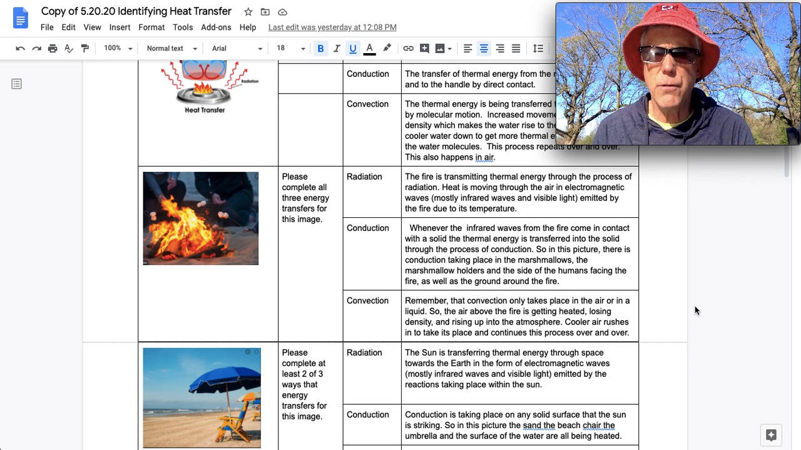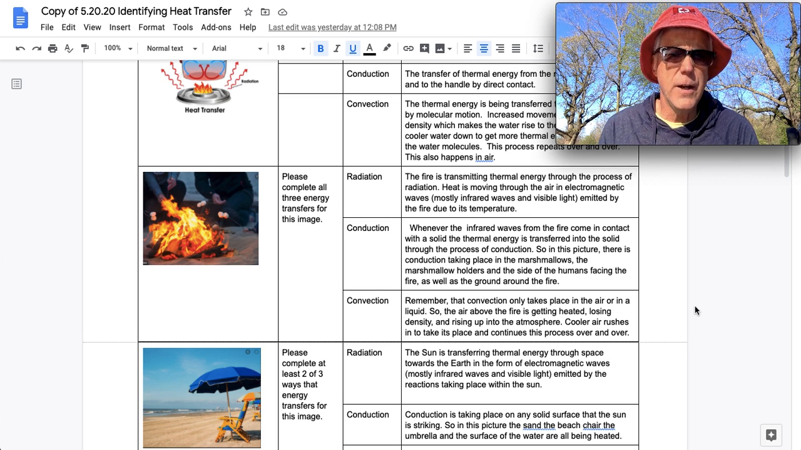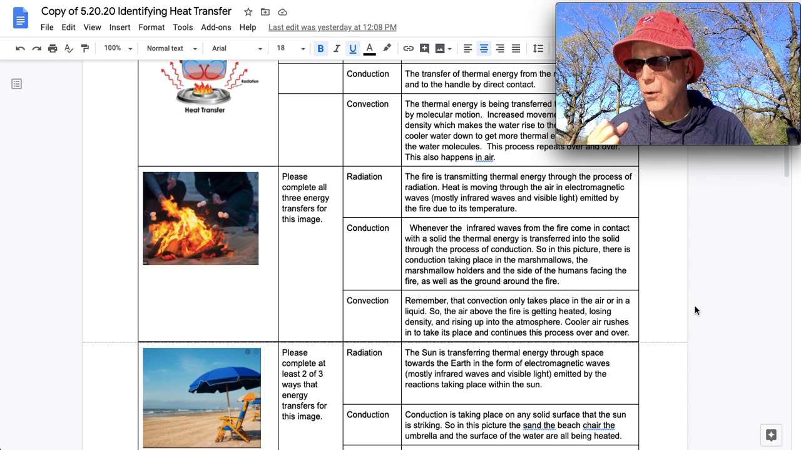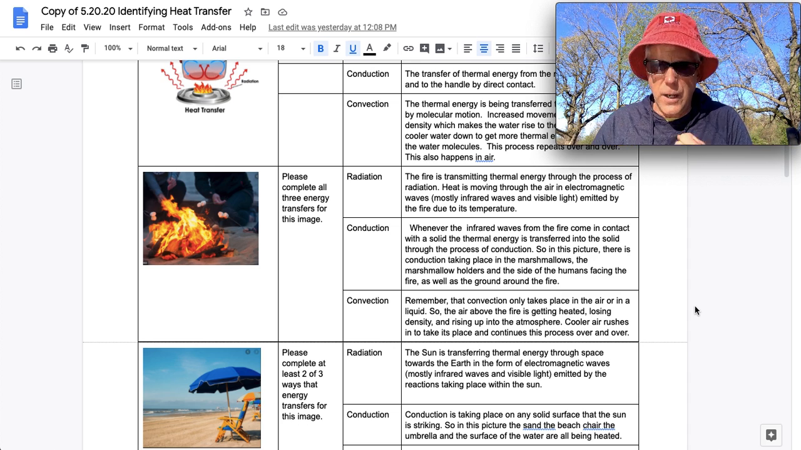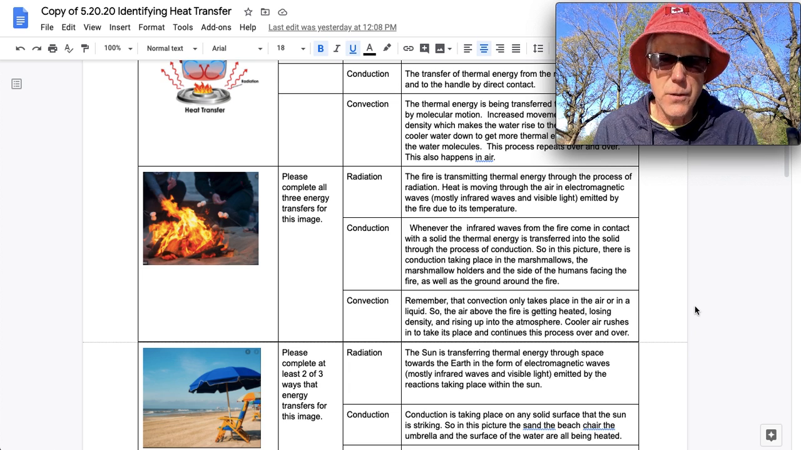Heat is moving through the air in electromagnetic waves, mostly infrared waves and visible light, emitted by the fire due to its temperature. I think you've learned in the conduction video that the particles got to get moving so fast and then boom. All right, conduction is taking place wherever the infrared rays from the fire come in contact with a solid. The thermal energy is transferred into the solid through the process of conduction.